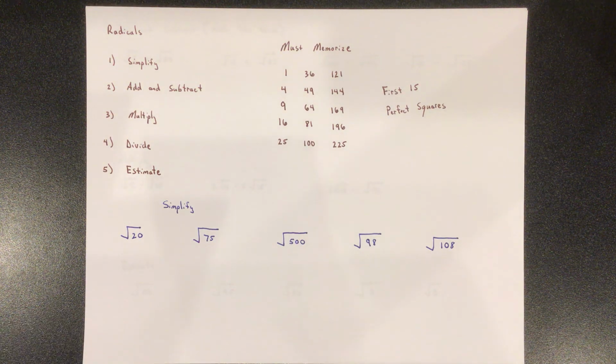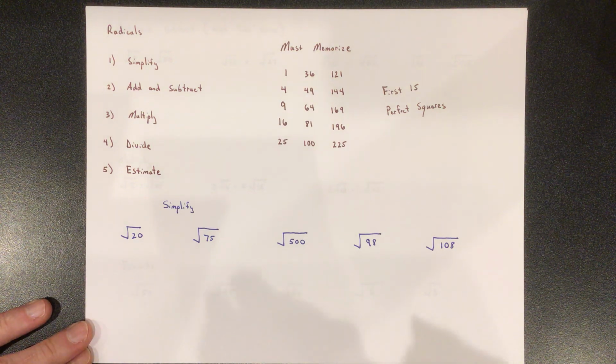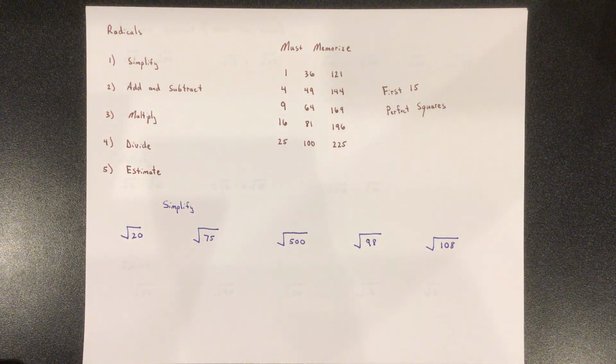Right, let's take a look at radicals. My radicals are really just talking about square roots. We want to be able to simplify them, add and subtract, multiply, divide, and estimate. So we have the 5 skills over here.